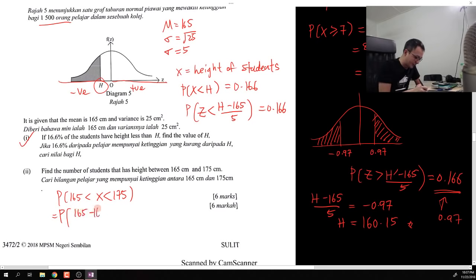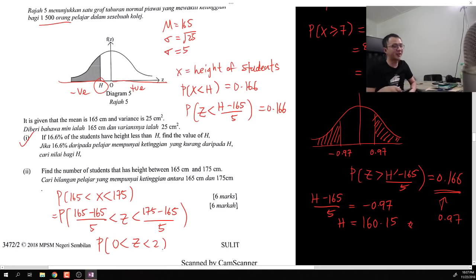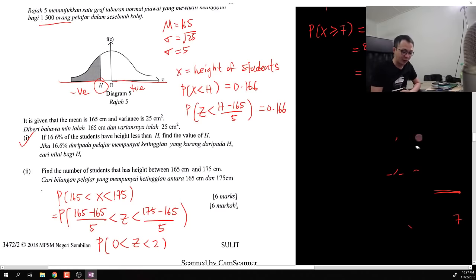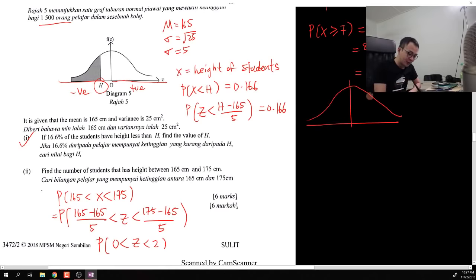So this one will be 165 minus 165 over 5, and for Z, this is 175 minus 165 over 5. So this should be between 0 and 10 divided by 5, which is 2. That means I need to find the probability between 0 and 2. So I will draw out a bell-shaped diagram to give myself some idea. So, 0 to 2 for example. This is what I want to find.